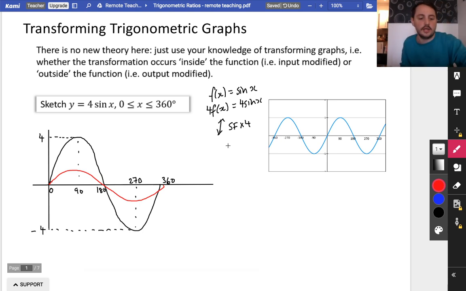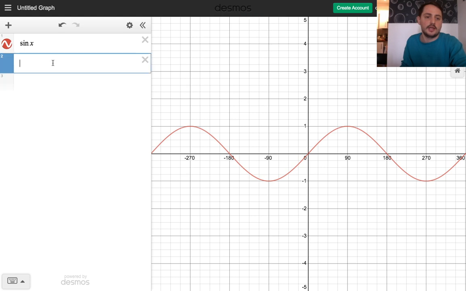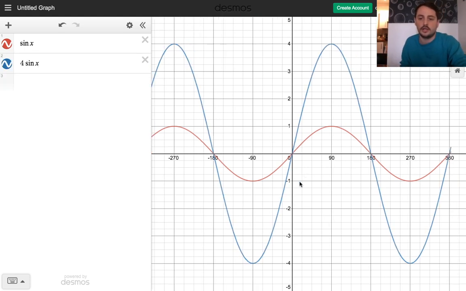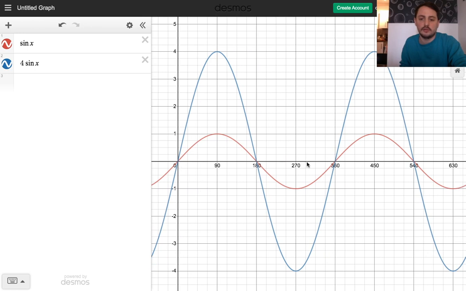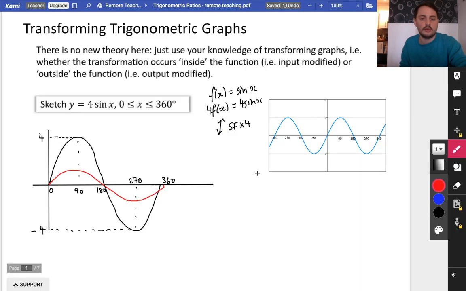So let's have a look. Actually, I think I've got it here. Here is my sine x. I'm now going to type in 4 sine x as well. And the bit that we wanted to draw was between 0 and 360. So there's the answer, which is the blue one. The original graph that we know how to draw is the red one, which is sine of x. So let's go back and see if we can do another question now.